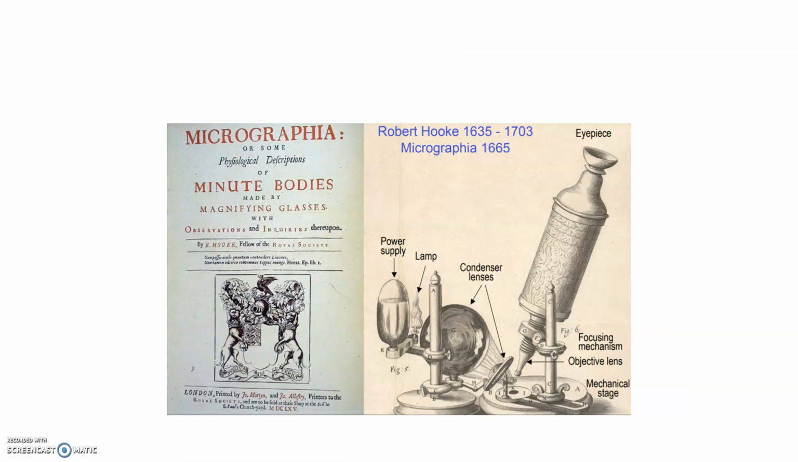This is the microscope which was invented by Robert Hooke, and he published his findings in Micrographia. This is the first page of Micrographia, and he presented his findings in the Royal Society of London at that time. And this is the microscope which he invented. His time was between 1635 to 1703, and Micrographia was published in 1665.